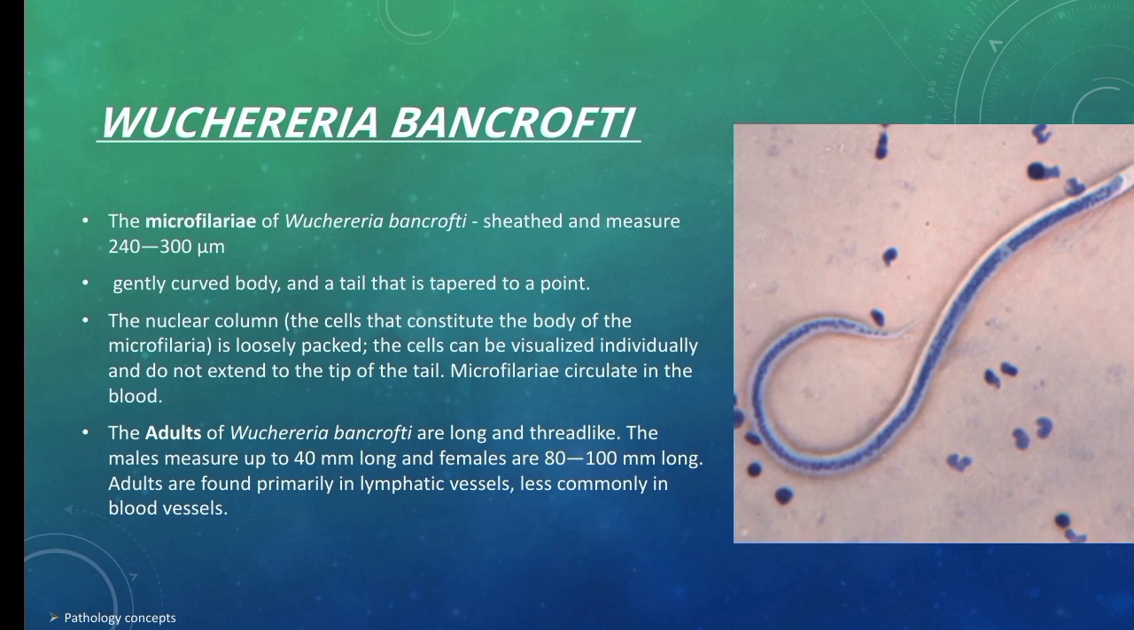Let's understand each species. First is Wuchereria bancrofti. Microfilaria of Wuchereria bancrofti are sheathed and measure around 240 to 300 micrometers. It has a gently curved body and tapered tail. The nuclear column is loosely packed and does not extend to the tip of the tail. Adults are long and thread-like. Males measure up to around 40 mm and females around 80 to 100 mm long. The adults are primarily found in lymphatics.